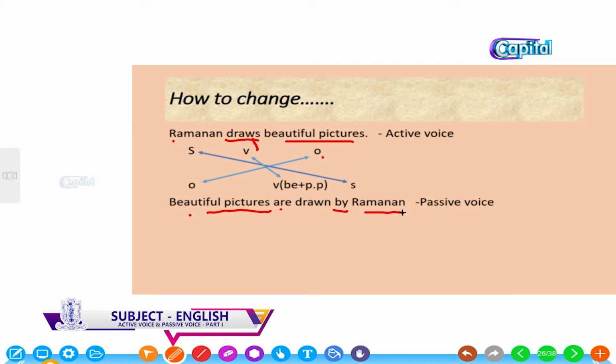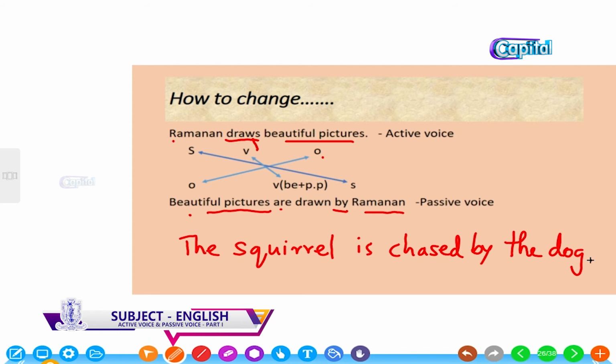So, in the passive voice, the focus is on the object and the action performed. What is the action performed here? Beautiful pictures are drawn. There is no importance for Ramanan. Another example here, the squirrel is chased by the dog. Here I give the focus on the squirrel, not on the dog. So, the focus is on the object and the performed action. The squirrel is chased is important here, not by whom, in passive voice.